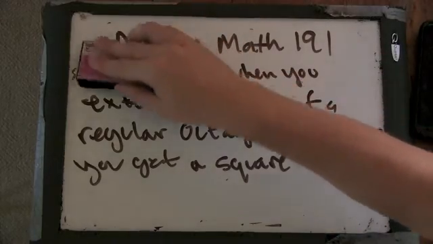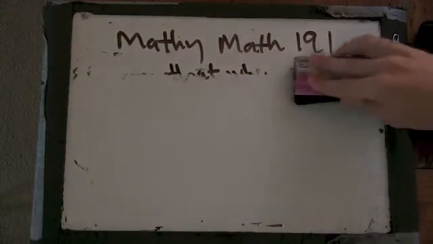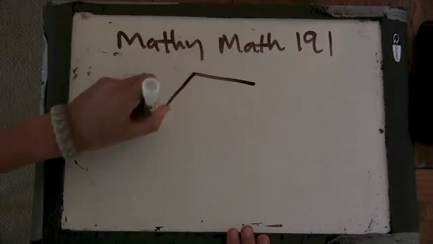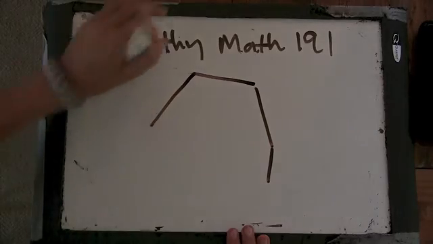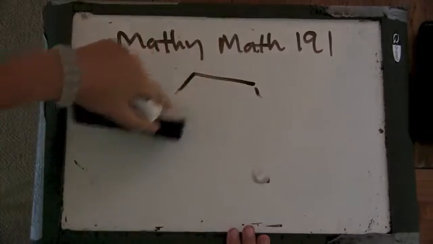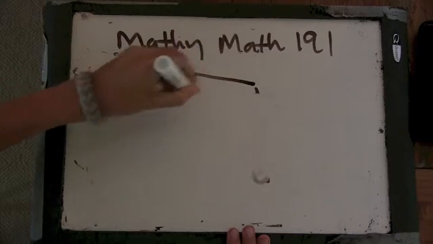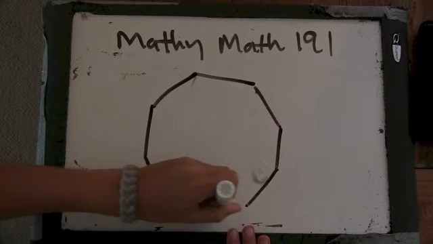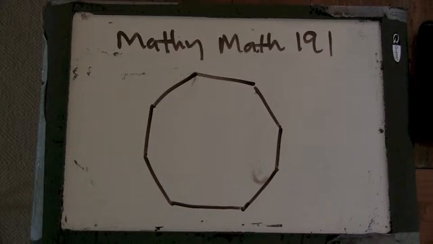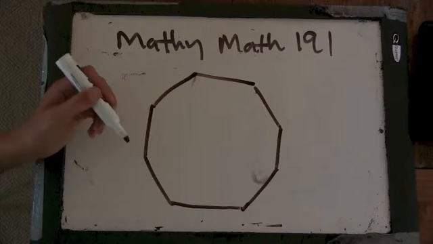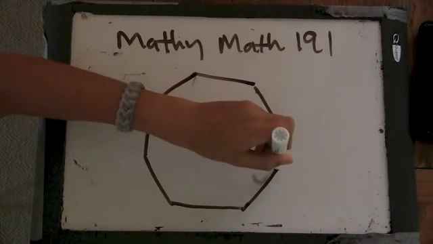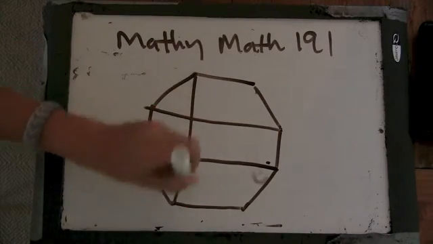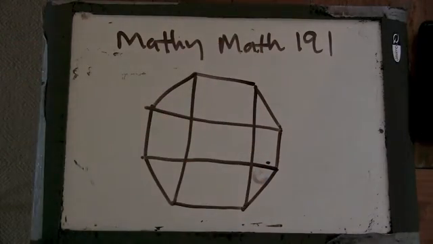You got it? Mm-hmm. Okay. All right, go ahead. Well, a regular octagon. And we can divide this regular octagon into some shapes. Like this.